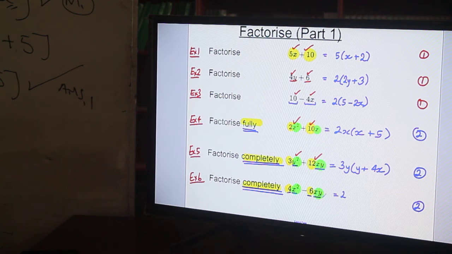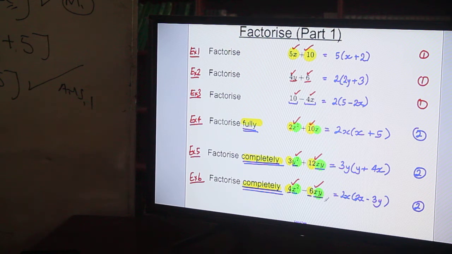What about x squared and xy? We can take an x out. Open the bracket. What must go here? Well, a 2x. What must go here? Well, a negative 3y. Why is that? Because 2x multiplied by 2x is 4x squared. 2x multiplied by negative 3y is negative 6xy.